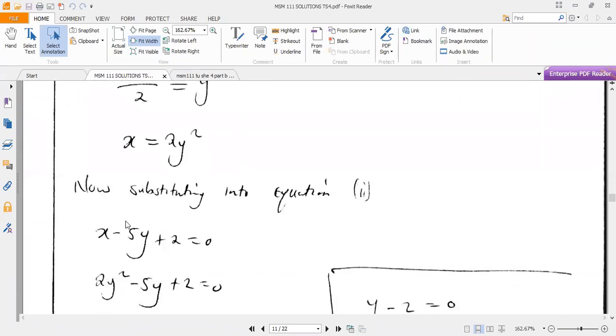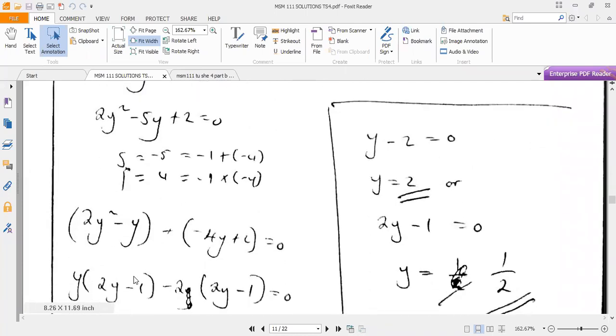We know that our x is 2y squared, isn't it? So where there's x, we put 2y squared here, minus 5y plus 2 is equal to 0. When you look at this, you can easily solve it quadratically because this is a quadratic equation. Here we have an exponent of 2, isn't it? So it's a quadratic equation.